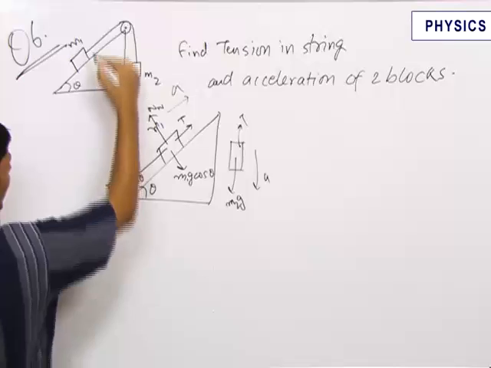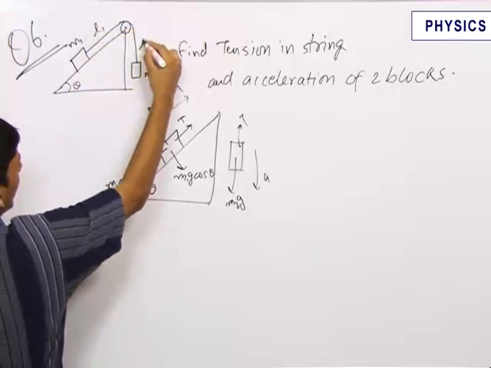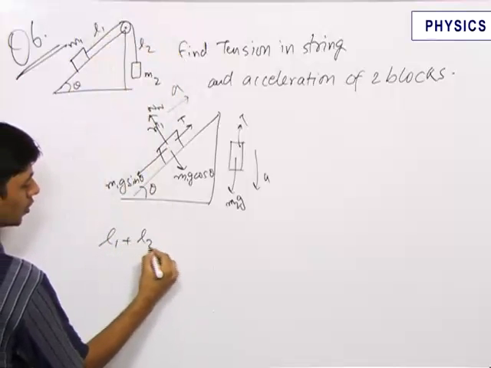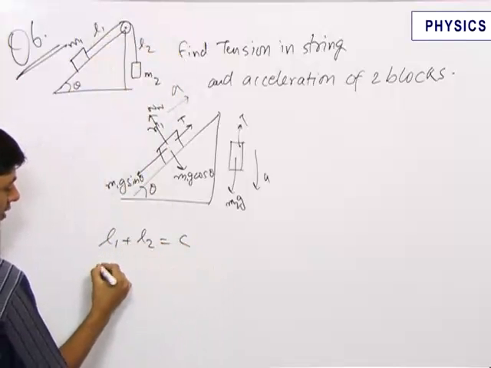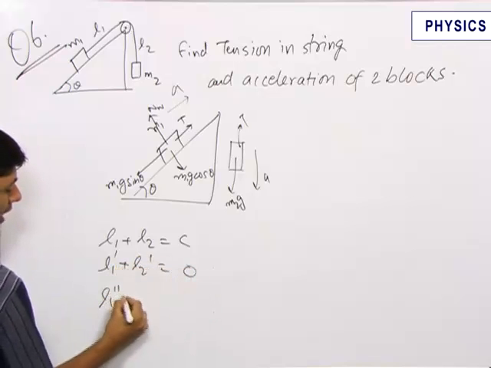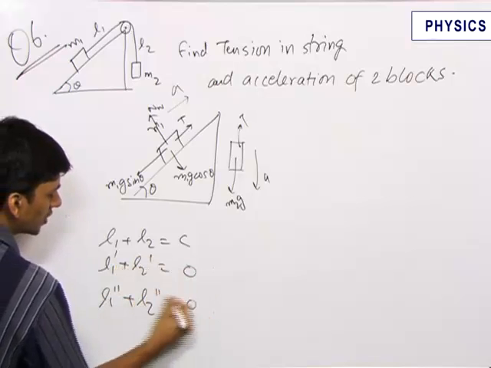This can be found out by letting the length of this string be L1 and the length of this part of the string be L2. We know that L1 plus L2 is equal to a constant. We differentiate this once to get L1 dash plus L2 dash equals 0. L1 double dash plus L2 double dash equals 0 again.